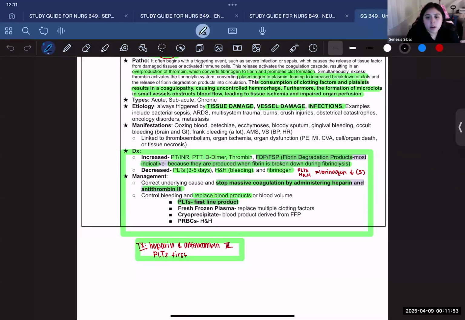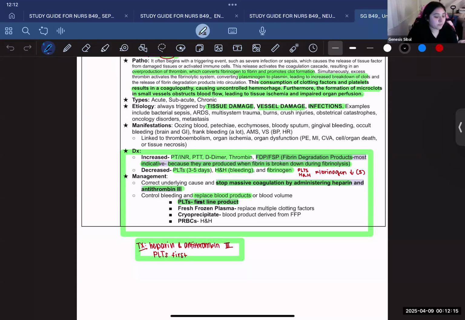And then basically the underlying cause will stop massive coagulation by administering heparin and antithrombin 3. So you can give those medications, which is different than HIT, because with HIT, that's heparin-induced thrombocytopenia. So you don't want to give heparin, right? So those are the two differences. Do not give heparin if one of them has heparin induced in it. So don't give heparin for HIT.